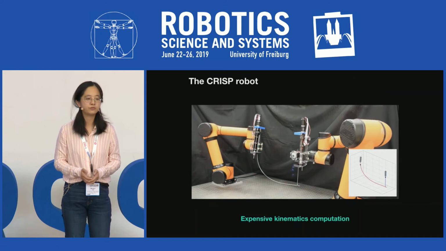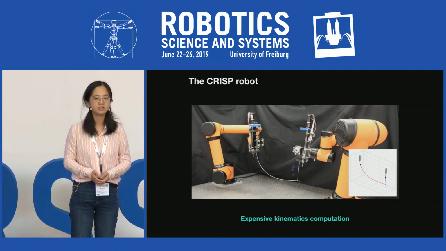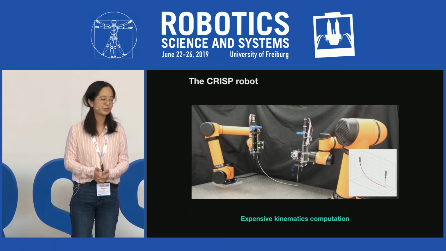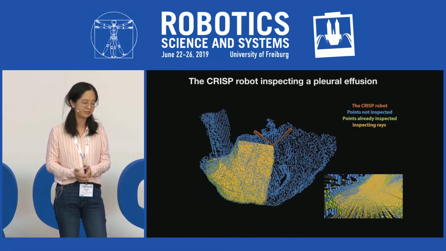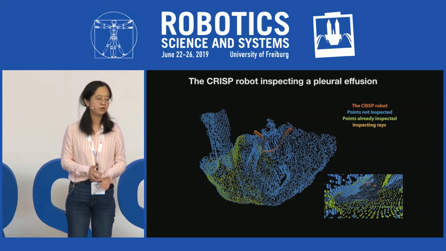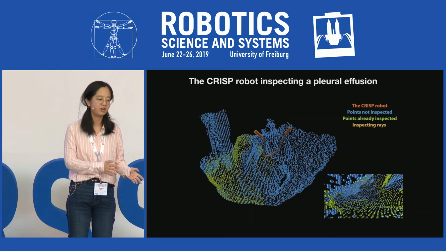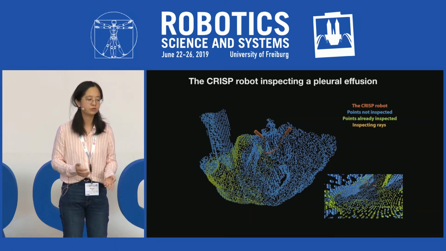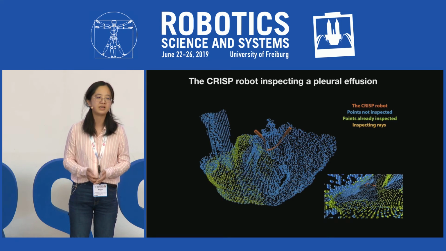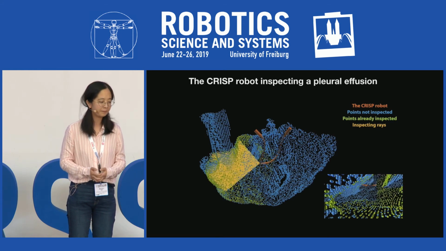We present results for the CRIS robot shown here. Inspection planning for the CRIS robot is hard, not only because of the nature of inspection planning, but also because the kinematic computation of this robot is expensive. In the simulation scenario, the CRIS robot inspects points representing the surface of pleural effusion, which is the space between the lung and rib cage of a patient whose lung has collapsed. We need to maximize inspection coverage to ensure accurate diagnosis and also to try to reduce procedure time.